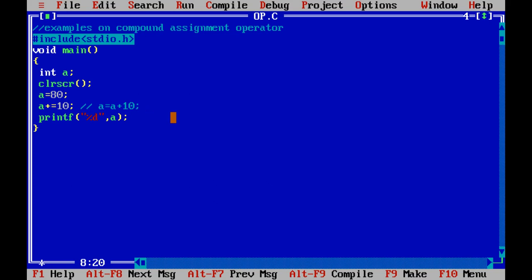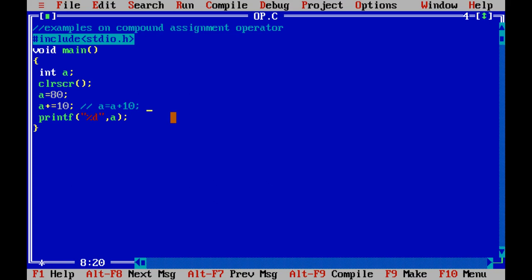In general, everywhere we write this type of statement in routine life. But a plus equals is a compound assignment operator, especially provided in C language for writing this kind of statement. Instead of writing a equals a plus 10, we can write a plus equals 10.